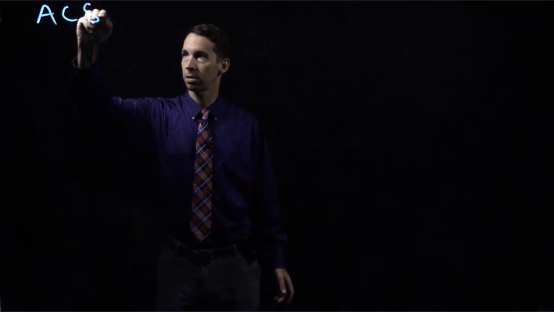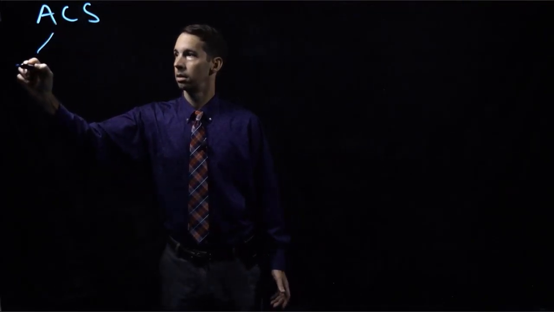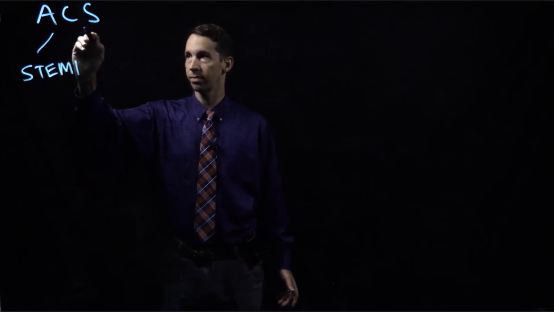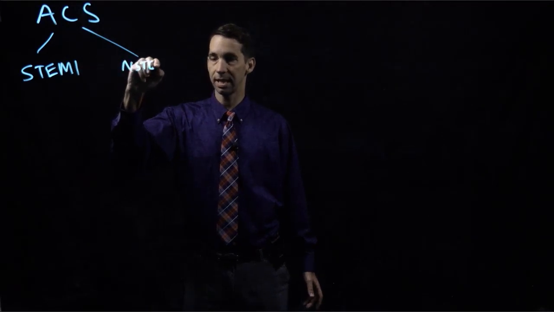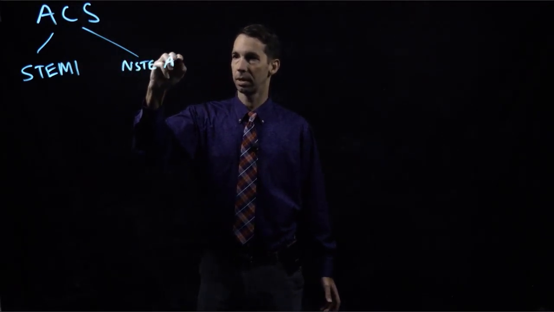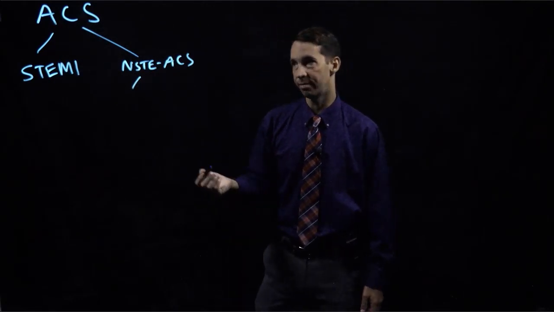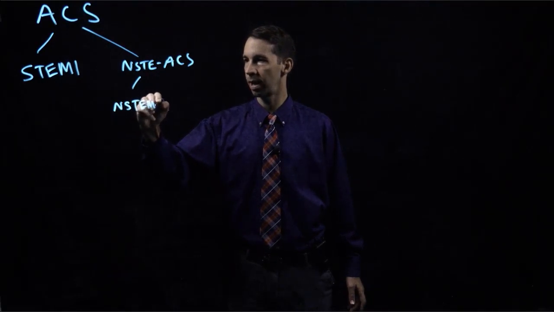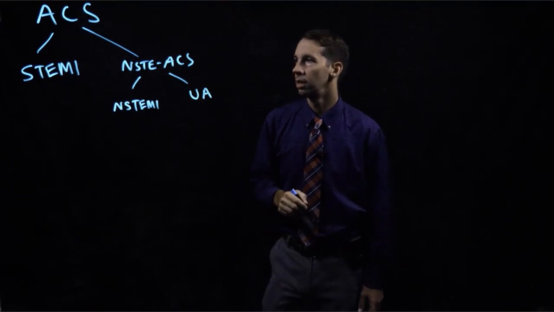So let's talk about what ACS is, right? We went through a lot of this, right? So we know there's different types of ACS, right? We'll talk about STEMI, so ST segment elevation myocardial infarction. We also have NSTE ACS, which includes a couple different subtypes, right? We have those patients that present with non-ST segment elevation myocardial infarction and those that have unstable angina, right?